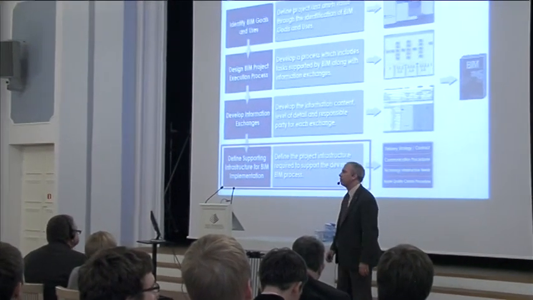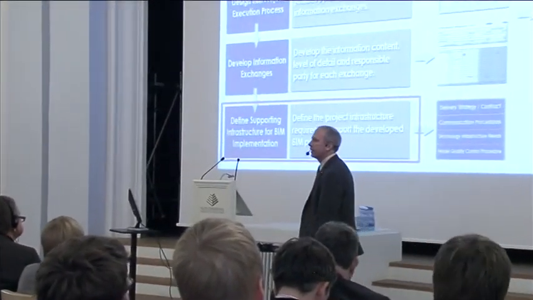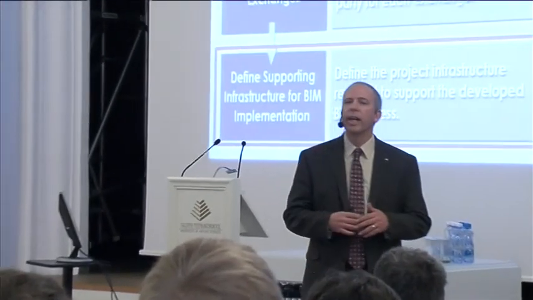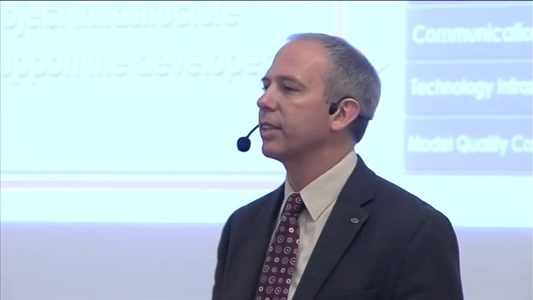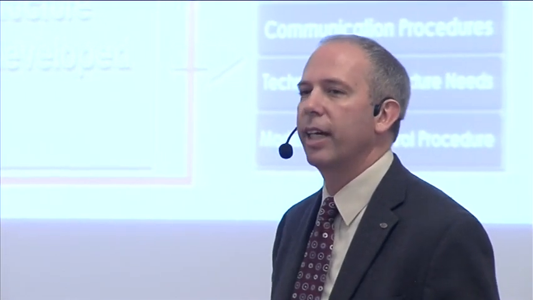And then a final step of the execution planning process is to look at the infrastructure that supports the implementation of this process. And so there are a number of things that are included in that infrastructure. And so what we did is we put together an overall template that project teams can use to develop their BIM execution plan. And a number of the items in that template go through these different infrastructure items.